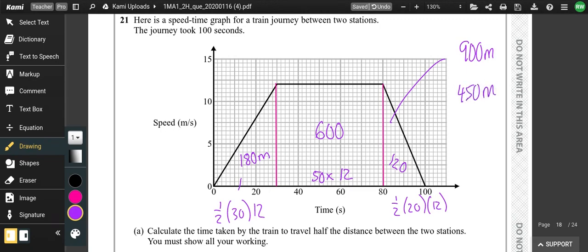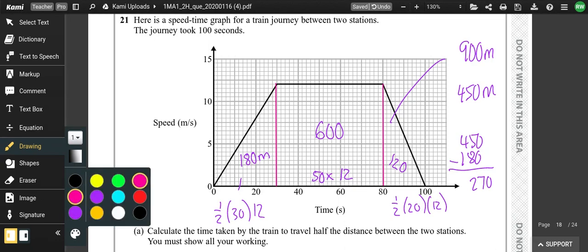So we want to know the time it takes to travel 450 meters. So we've already traveled 180 in the first 30 seconds. So I'm going to subtract 180 to give me 270. And that 270 will lie in this middle phase of the graph. We just want to know how far that would have gone. So 270, we need another rectangle here to estimate. Well, we can actually work this out.